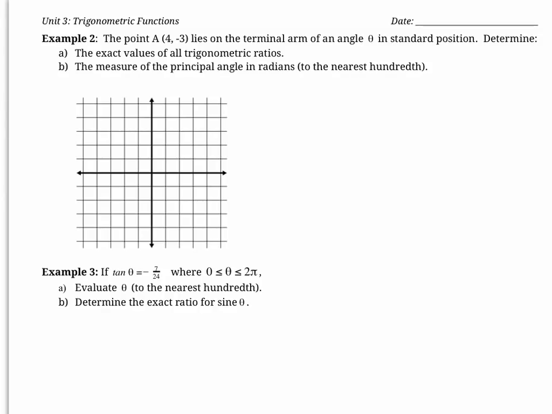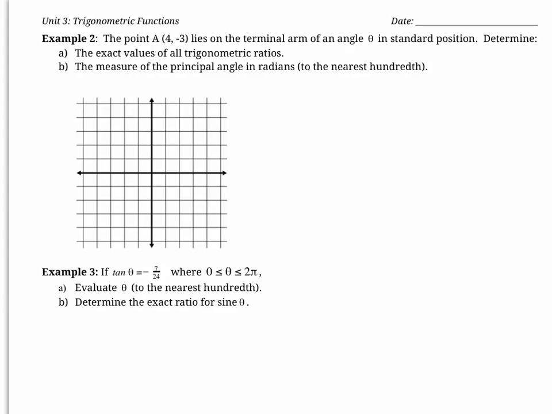So let's use that refresher of trig ratios and solve this problem. This one says the point 4, negative 3 lies on the terminal arm of an angle theta in standard position. Determine the exact values of all trig ratios. All means 6, so not just sine, cos, tan, but the reciprocal ones too. And the measure of the principal angle in radians to the nearest hundredth. This is probably not going to give us an angle on the unit circle, so we're going to have to round.